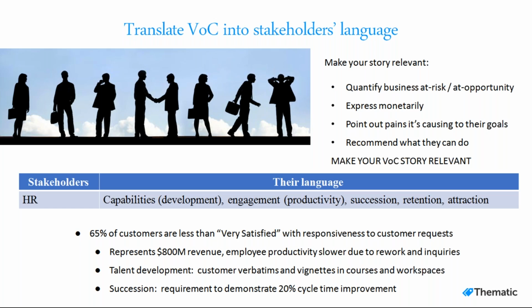So you could recommend that customer verbatims and vignettes get integrated into courses and workspaces like I did. And then you could also recommend that for succession planning, there's a requirement to demonstrate a 20% cycle time improvement. Well, they may want to do something different, but that's okay. You put something out in front of them that now they can work with, and that's much easier than just leaving it blank and having them come up with it themselves.